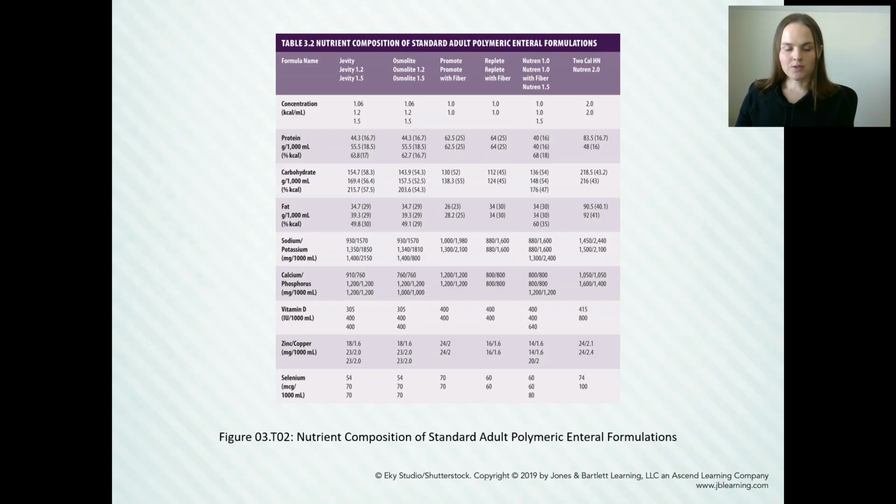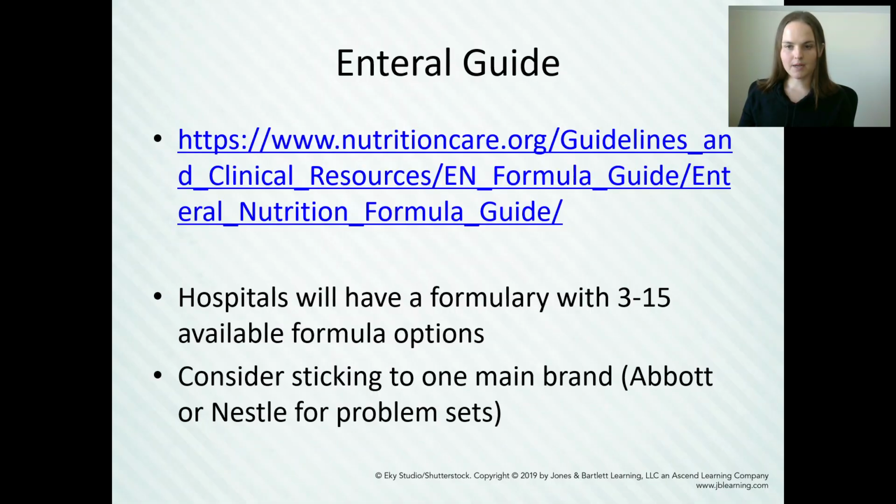And then the nutrient content is listed as well. This is just for reference. And then the Enteral guides I posted in D2L in a couple of different ways. When you're working on problem sets, sometimes it can feel overwhelming looking at all of the different formula options that are offered by Abbott and all of the different formula options that are offered by Nestle. So you might consider just choosing one main brand and going with that, and that's totally fine.